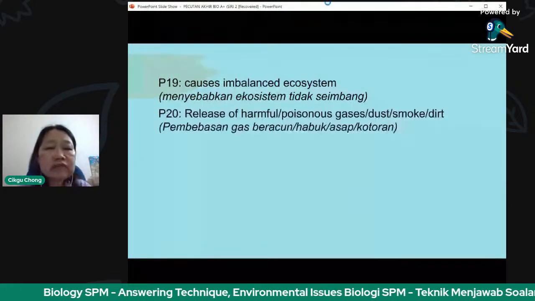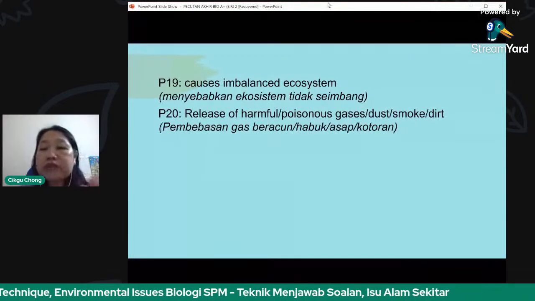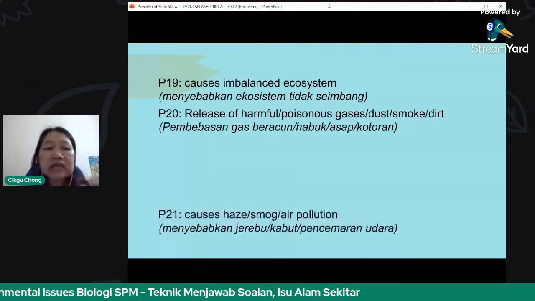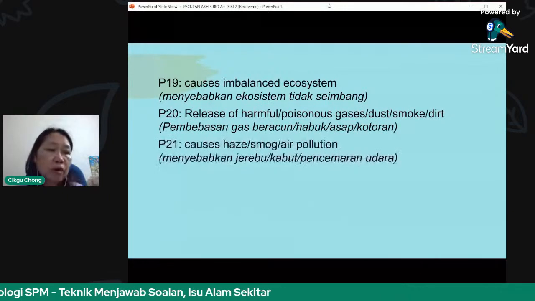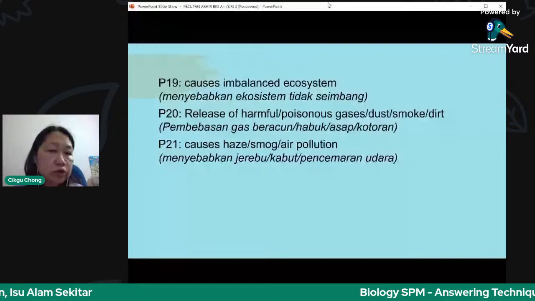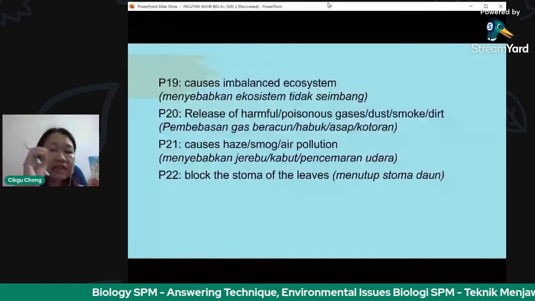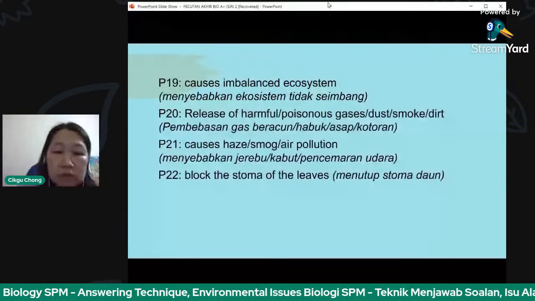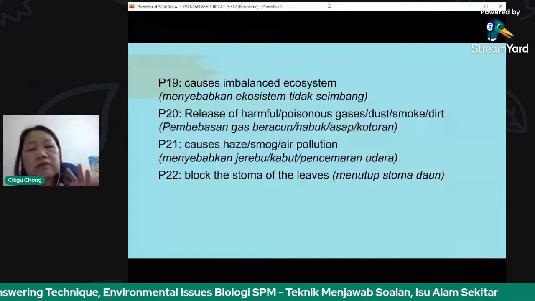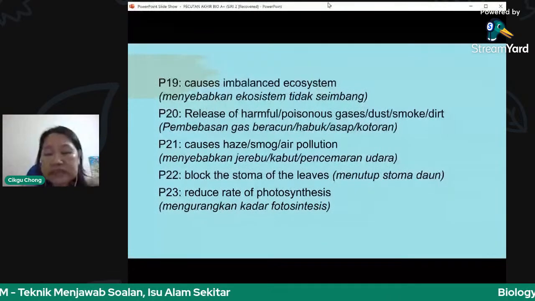Release of harmful poisonous gases. This is another point. You can talk about the release of these poisonous gases. It can also cause haze, smog, or air pollution, because this is general to the environment and to humans as well. Block the stoma of the leaf. For the plant, this haze, all these little dust particles, are going to block the stoma, and then it will reduce the rate of photosynthesis, because you need gases to go inside. You need your carbon dioxide to go inside your stomata.